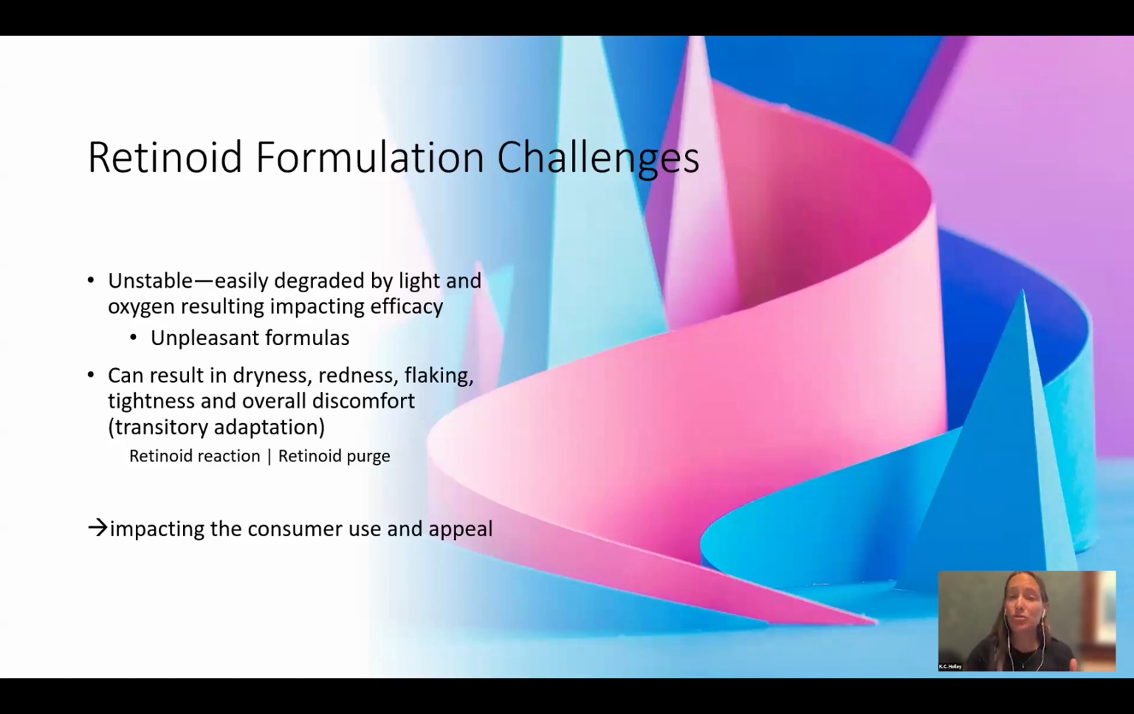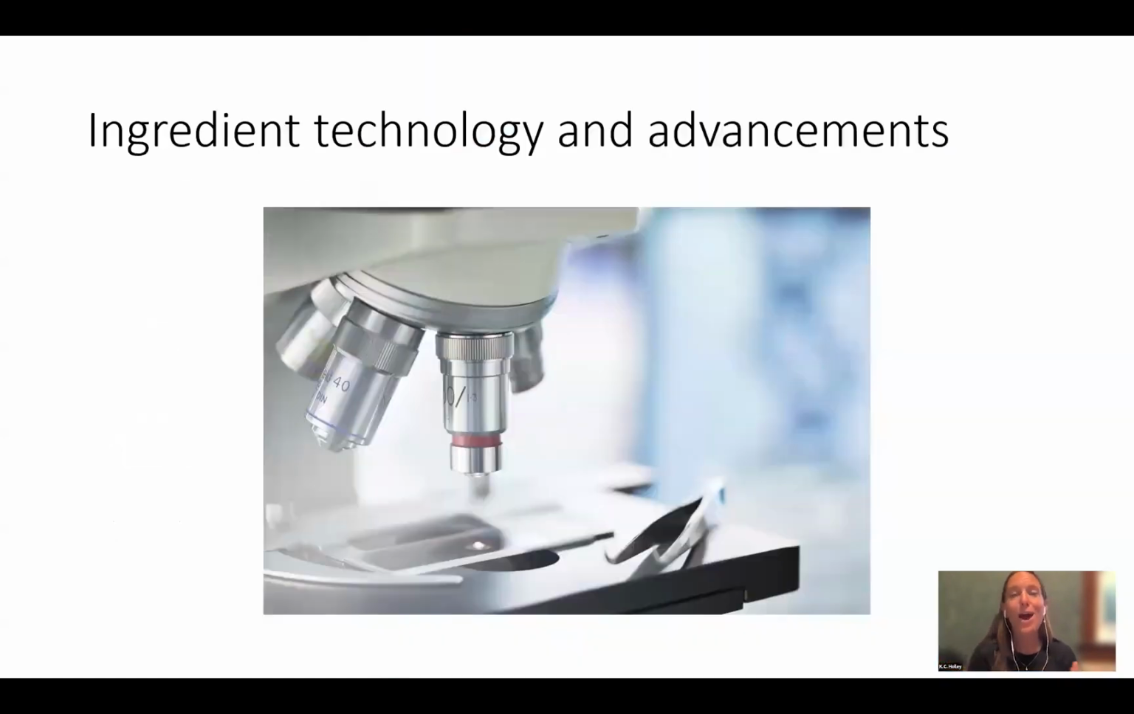And that can be a transitory adaptation where after a period of 4, 5, 6 weeks, your skin starts to adapt to it. But that's a long time to have to go through this unpleasant look in order to be able to see the benefits of it. And so all of this really impacts consumer use and consumer appeal of using retinoids. But luckily, the ingredient technology is having great advancements. And for the cosmetic industry, we've been able to capitalize on some of this.